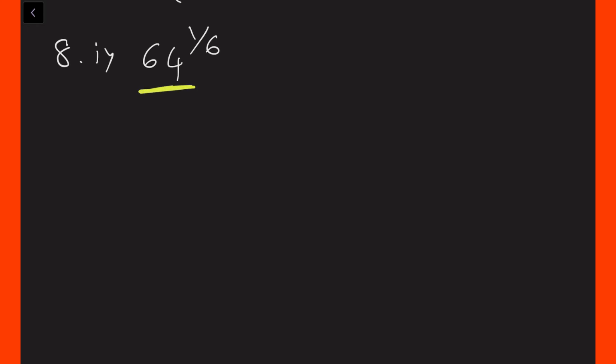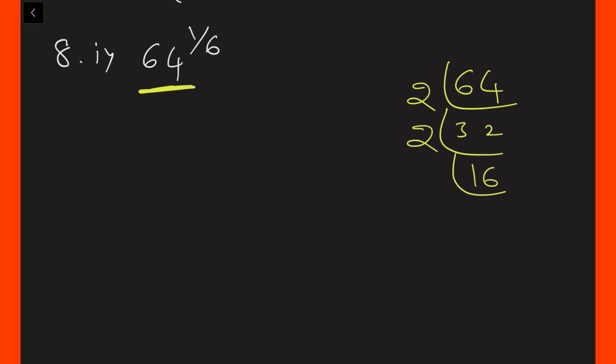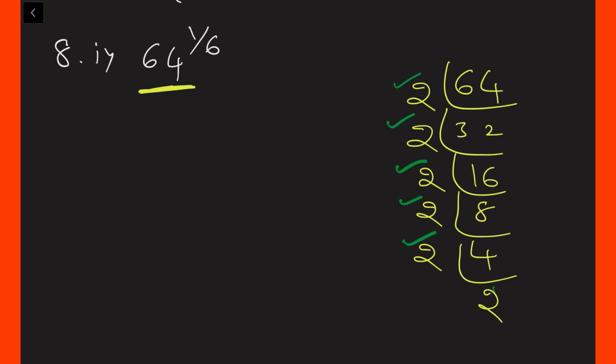Whatever the base they gave, do prime factorization for that base. 64, if you do prime factorization: 2 32s, 2 16s, 2 8s, 2 4s, 2 2s. So how many times is 2 repeating? One time, second time, third time, fourth time, fifth time, sixth time. So 6 times 2 is repeating. So 64 can be written as 2 power 6.